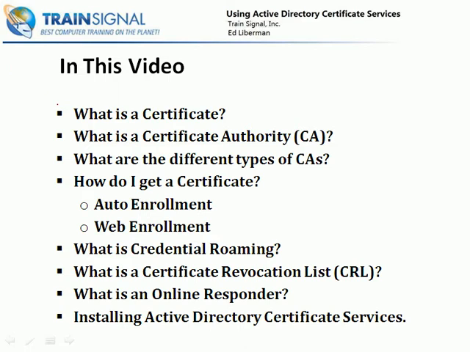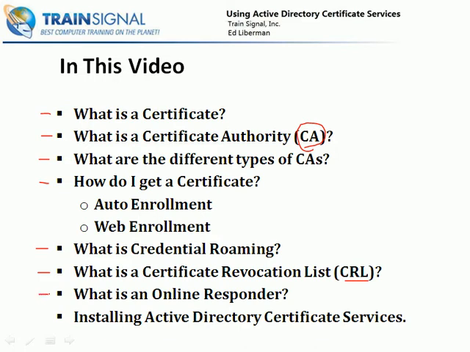So, some of the components that we're going to look at are certificates, certificate authorities, or what's for short just referred to as CAs. Okay, it's a lot easier to say than certificate authority. We'll take a look at the different types of CAs, talk about how to get a certificate from the CA. We'll talk about enabling credential roaming. The CRL, which is a short way of saying the Certificate Revocation List.